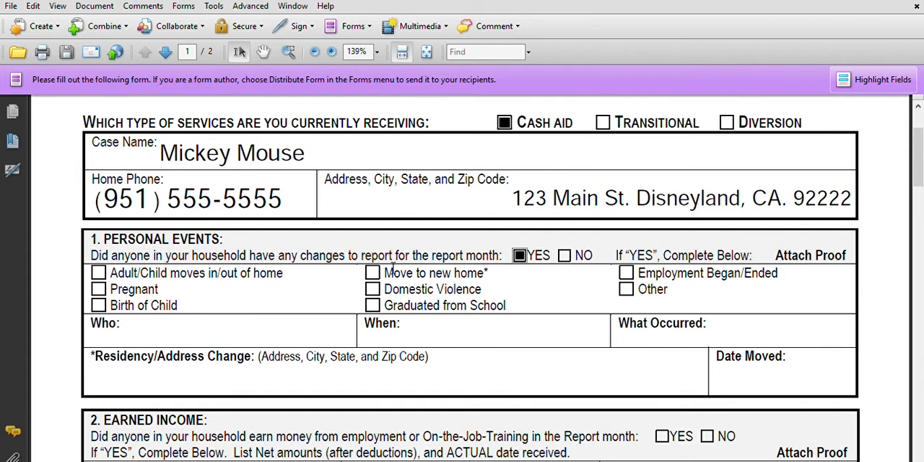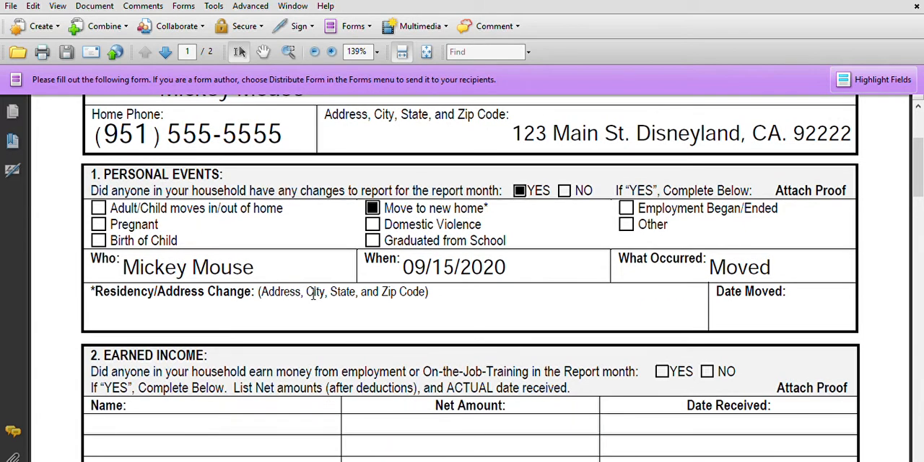Let's say Mickey moved to a new home. So we're going to mark move to new home. Who? We're going to write our name, Mickey Mouse. When did Mickey move? Mickey moved, let's say, on September 15th, 2020. And for what occurred, you can just reiterate: moved.